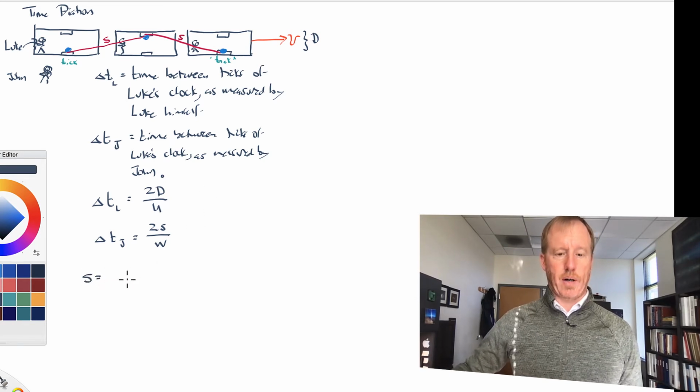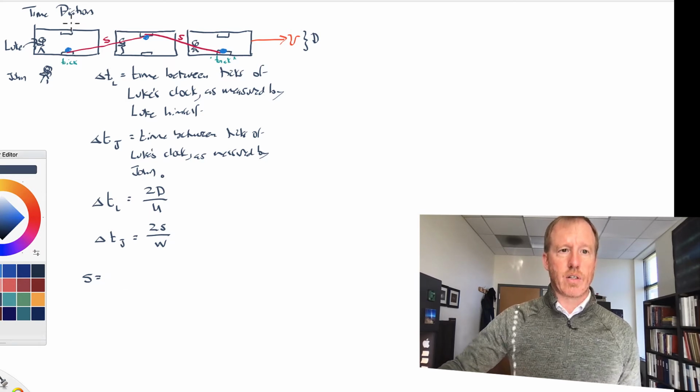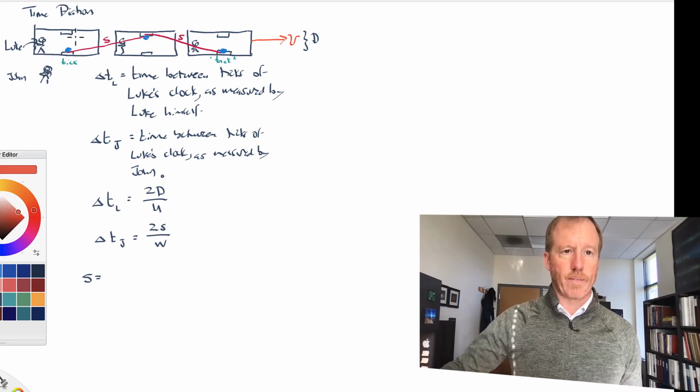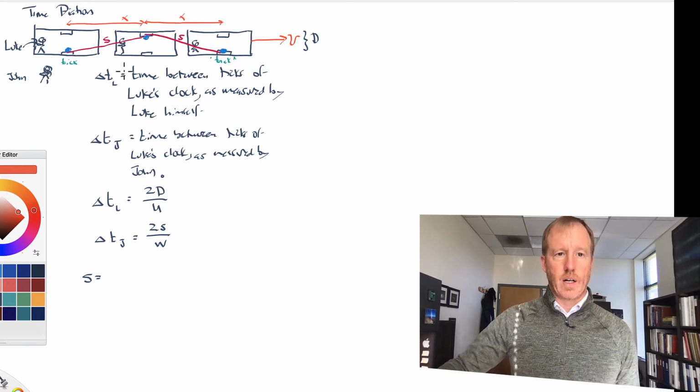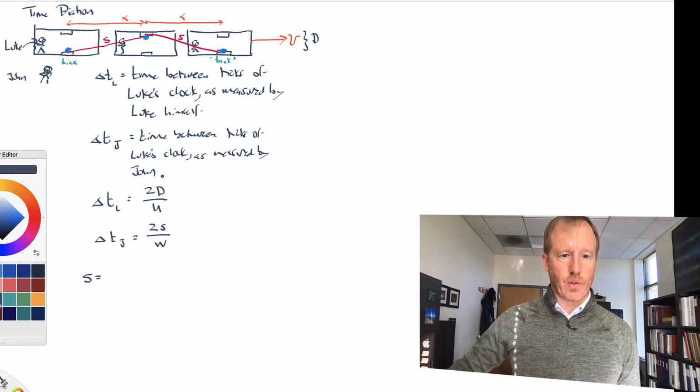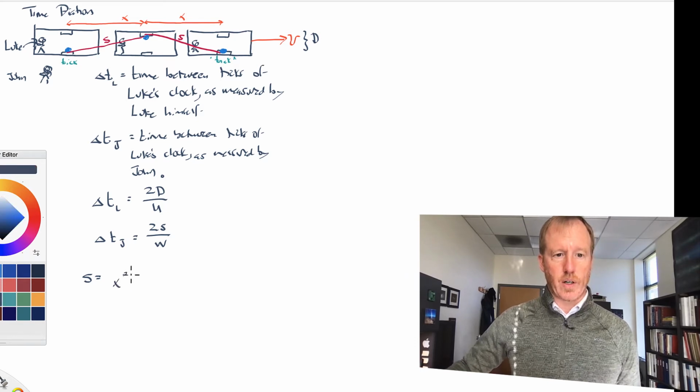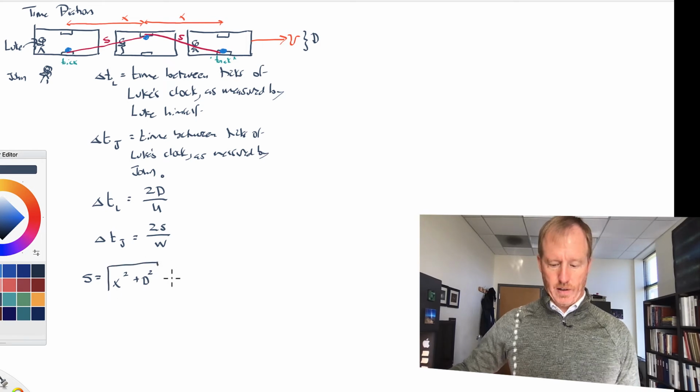Well, what is s? For s, we can just use the Pythagorean theorem. We can just say that it is the distance that the ball moves horizontally. Let's say this distance right here, we'll call that distance x, and then there's another distance x right here. Okay, so s right here, and then the thickness of the ship is d, so s is going to be equal to the square root of x squared plus d squared. That's just the Pythagorean theorem.